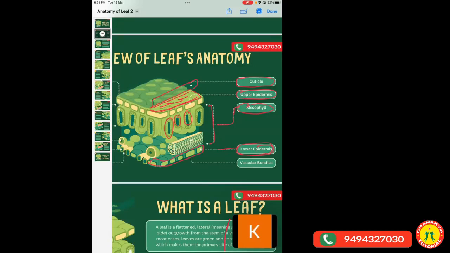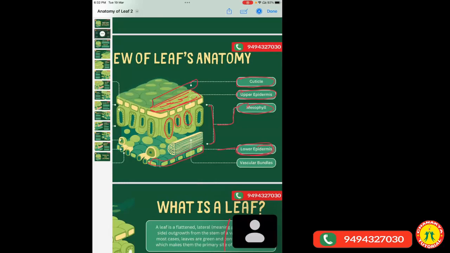Am I clear, children? Yes, ma'am. Fine, very important. Cuticle is the outermost layer. After the cuticle, there will be a layer called upper epidermis. Same way, the downside will be the lower epidermis. Between the upper and the lower epidermis, the cells which are present, they are called the mesophyll.